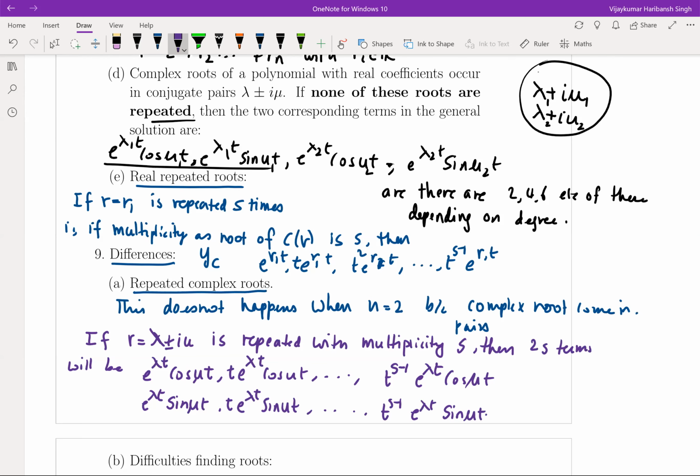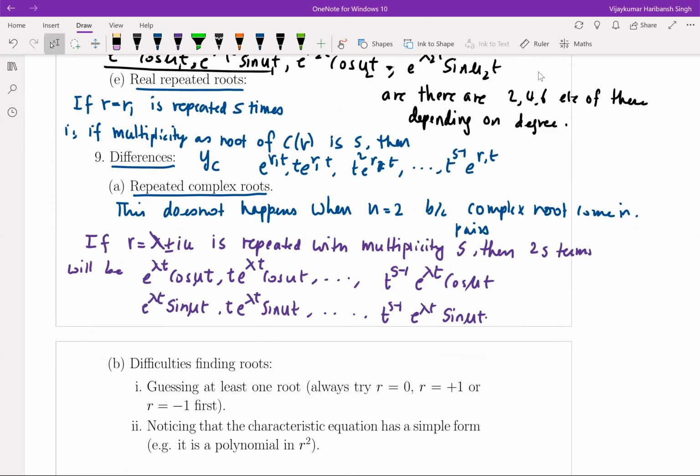So the question is to multiply by t or not to t? That is the question.